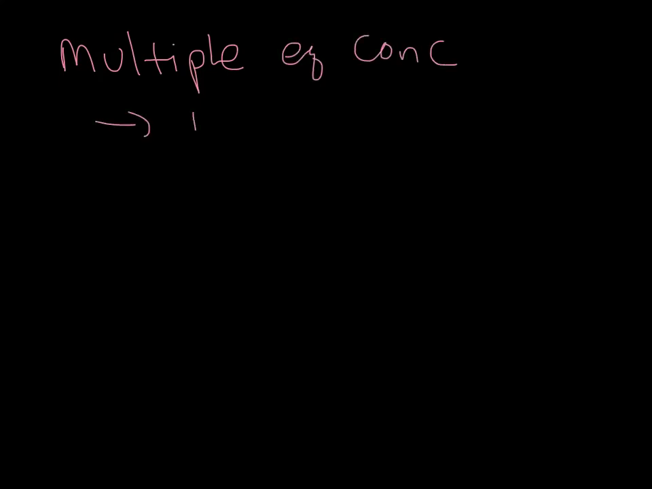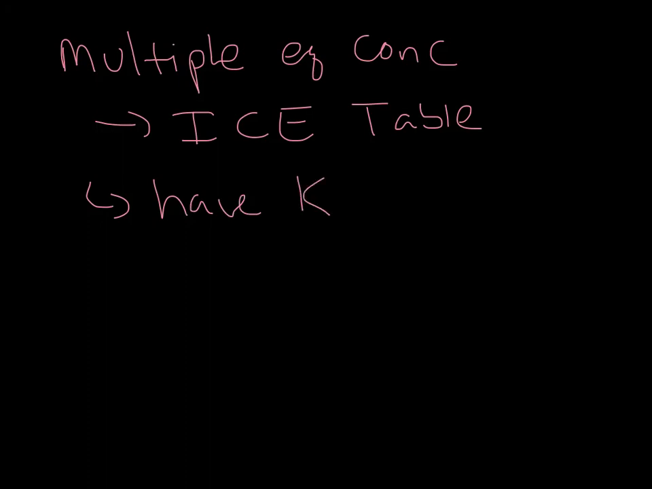And then if you're solving for multiple equilibrium concentrations, that's often an ICE table. You would usually be given initial amounts in this case, and you'd have to determine the equilibrium concentrations. Most of the time here you're going to have a K value, and you're going to have initial concentrations, and then you will be able to solve for the equilibrium concentrations.